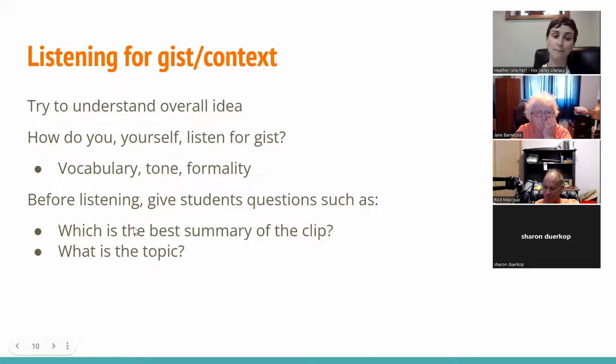Or you can give something that is more open-ended. So what is the topic? So your student knows, okay, I'm listening just for the topic. I don't need to listen for the details or for what happens first, second, or third. I just need to tell my teacher, what's this about?